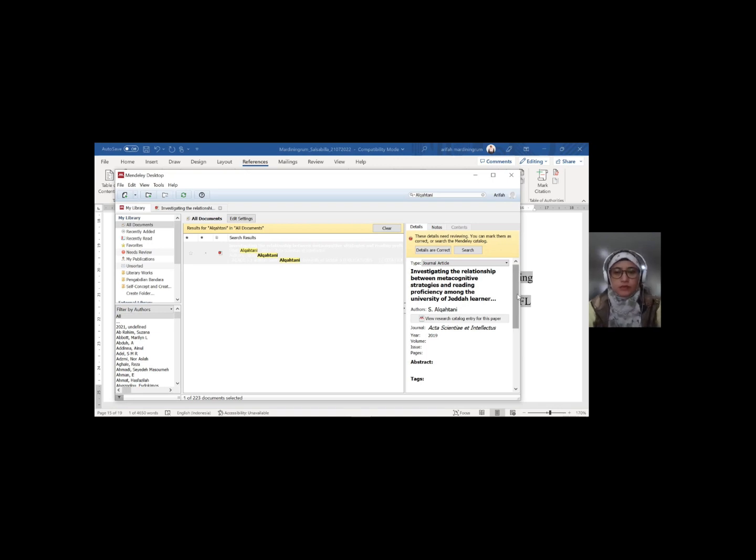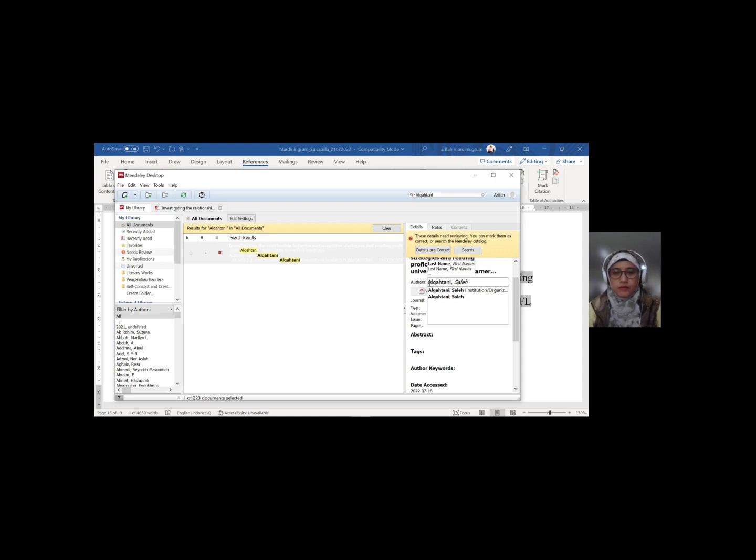So when you want to edit, you can edit in here. You can also edit, say for example, the capital letters are not correct, then you can edit here. You can just learn, oh, this one is already correct, so I don't need to change everything. Now I'm going to see the authors.